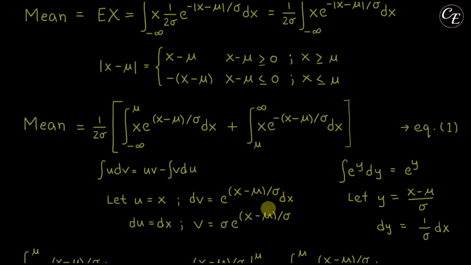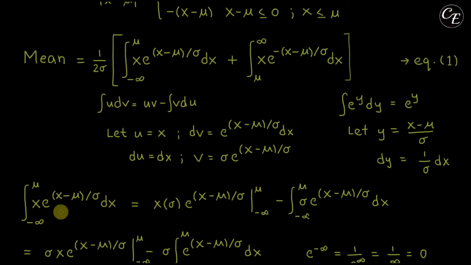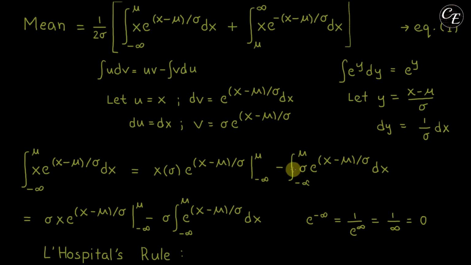Then for the integral of u dv, which is the integral of this one, I have rewritten it in here, it is equal to uv, which is x times this one, to be evaluated from negative infinity to mu. Then minus the integral of v du, v is this one in here, then du will be dx, which is this one. Then we can put the sigma to the left side, so we have this sigma in here, and also the sigma outside of this integral, so we have this one from here.